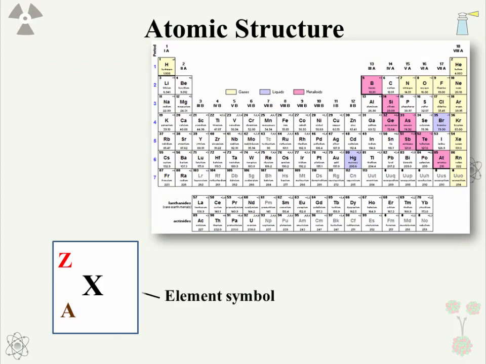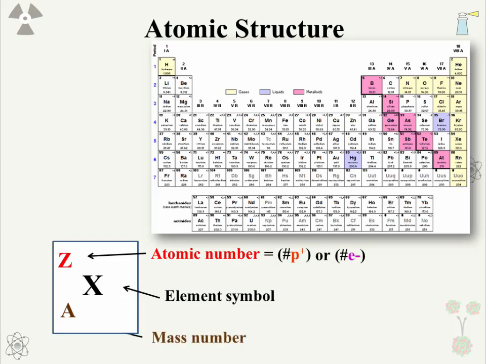We know each element gets its own symbol. Along with the symbol, there are generally 2 numbers. The smaller of the 2 is the atomic number. It is the number of protons in the element. For an atom, it is also the number of electrons. And then there is the mass number. It is the number of protons plus the number of neutrons. The total number of nucleons.